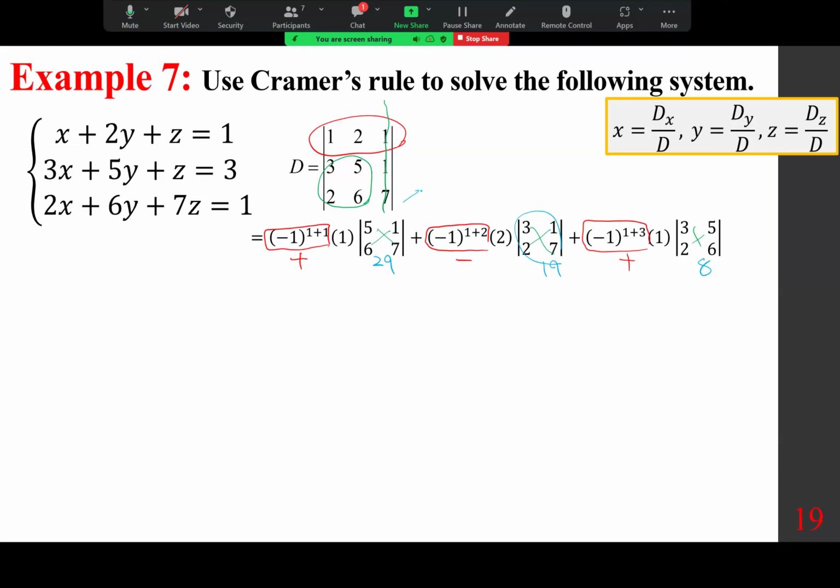So we have 1 times 29 is 29, minus 2 times 19 is 38, plus 8. And we get negative 1.